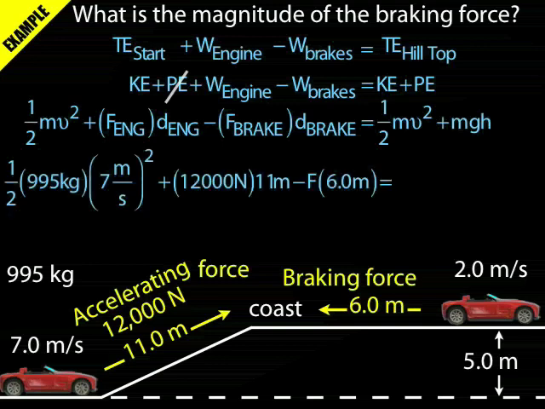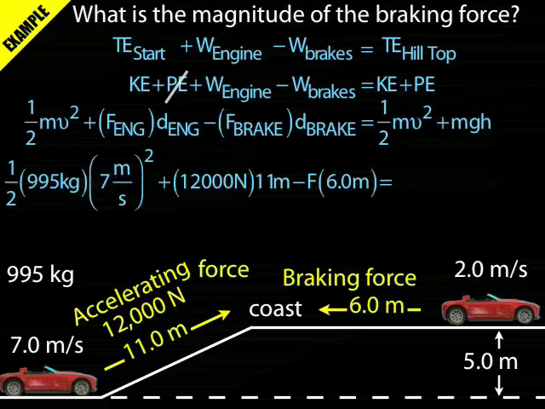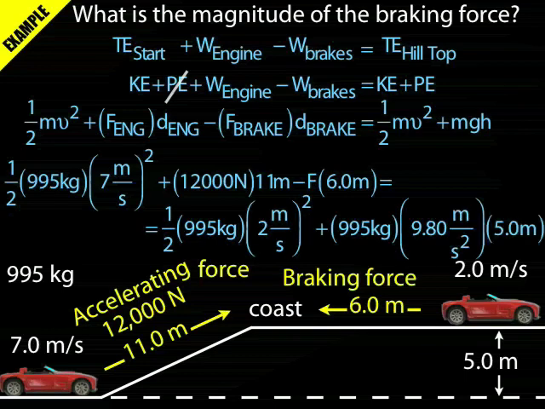Now I'll throw in my numbers. 1/2 times 995 kilograms times 7 meters per second squared plus 12,000 newtons times 11 meters minus the force, the braking force, which is what I'm after, times the 6 meters it acts across. All that is going to equal the energy at the top of the hill. So that's 1/2 times 995 kilograms times 2 meters per second squared plus 995 kilograms times 9.80 meters per second squared times 5 meters.